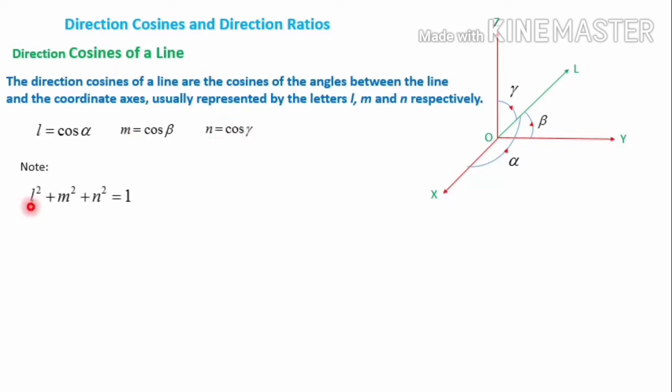Please note that the sum of the squares of the direction cosines, that is l squared plus m squared plus n squared, is equal to 1. And the direction cosines of a directed line are unique, because direction cosines deal with the direction angles alpha, beta and gamma. Therefore, the direction cosines of a directed line are unique.